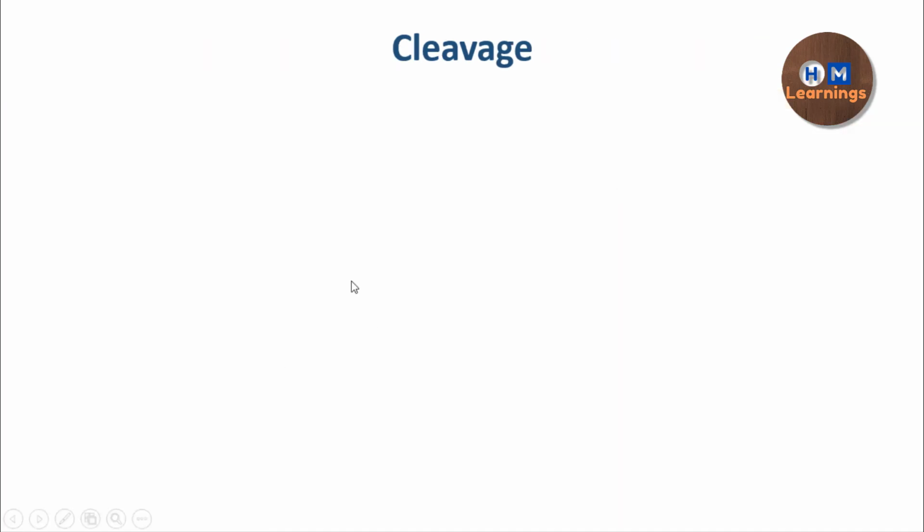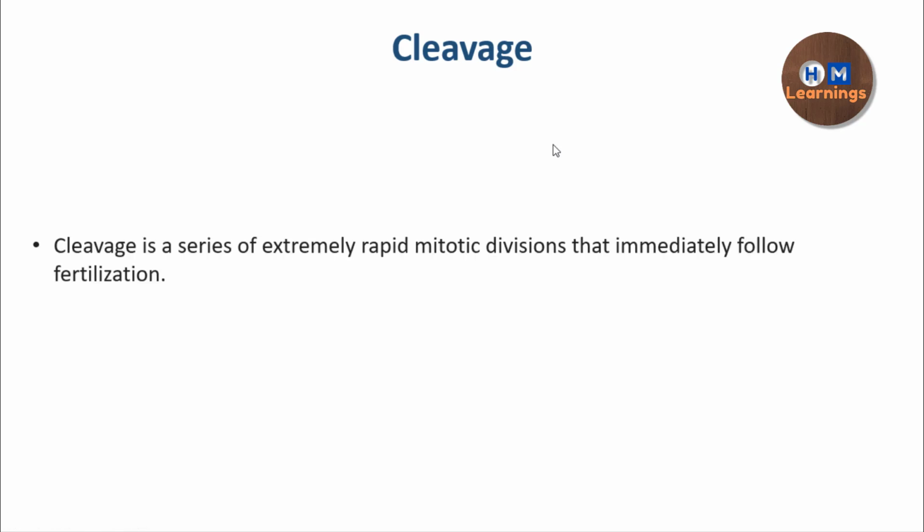What is cleavage? So cleavage is defined as a series of rapid mitotic divisions that immediately follow fertilization. So soon after fertilization, the zygote will undergo mitotic cleavages, and it will form a bunch of cells which are called blastomeres.